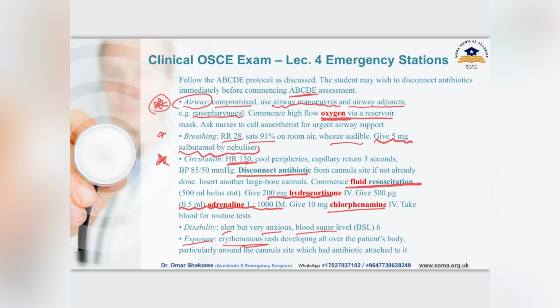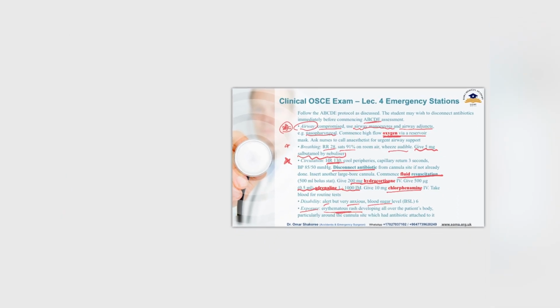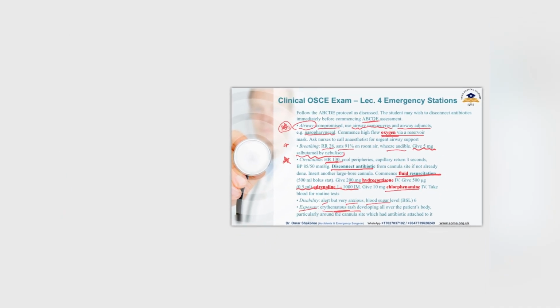Exposure to C. erythematous rash only. So to review this, if you don't know anything about your station, but it is an emergency station, follow the ABCDE approach. The A for airway, so the patient airway is good or not.